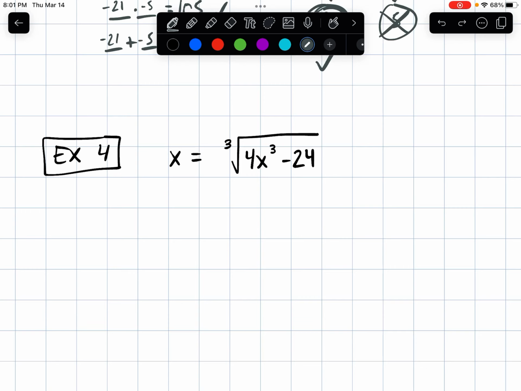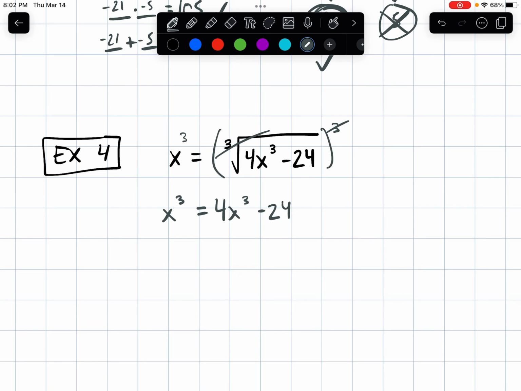All right, last example here, we have x equals the cube root of 4x cubed minus 24. So for a problem like this, we have a cube root. Now it's already isolated, which is great. So to undo this cube root, I just need to cube both sides. So I'm going to cube the right and I'm going to cube the left. We know that the cube and the cube root cancel out. So x cubed equals 4x cubed minus 24.